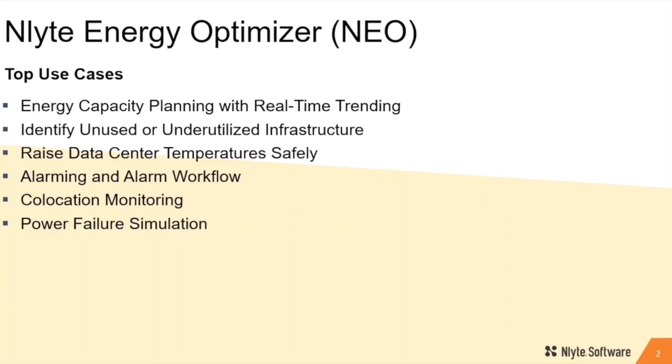We'll then move into a discussion about raising data center temperatures safely, being able to raise the set points of your crack units and to very accurately monitor the ambient temperature in the racks to determine if it's getting too hot or not. So you can safely move the temperatures up and monitor that through Energy Optimizer. And then we'll move on to alarming and alarm workflow.